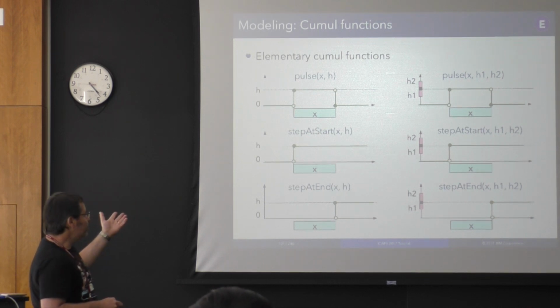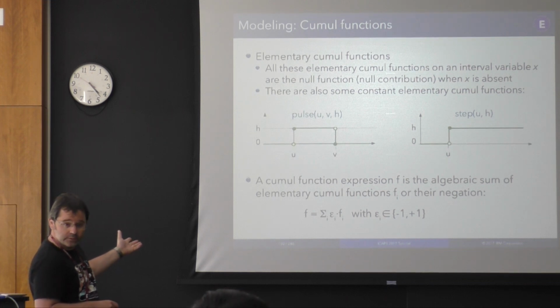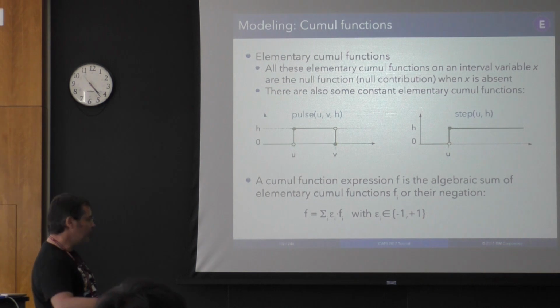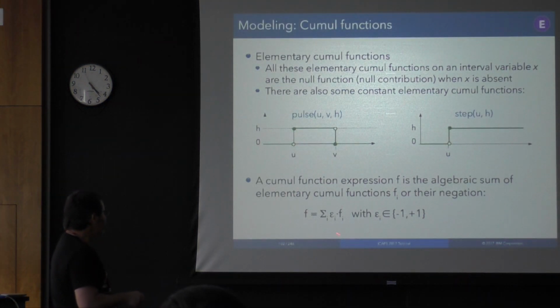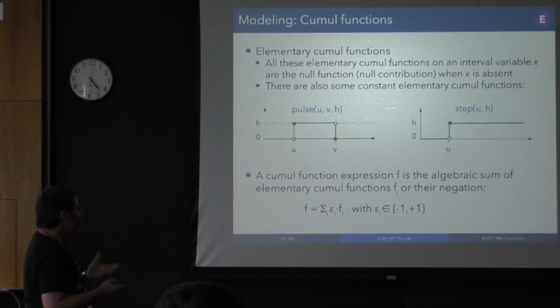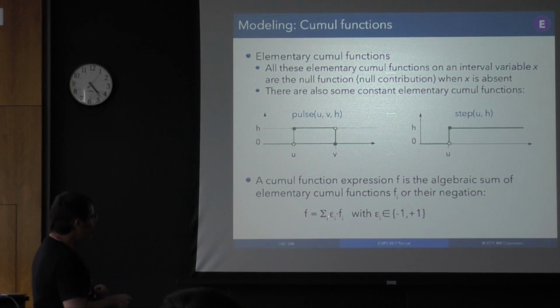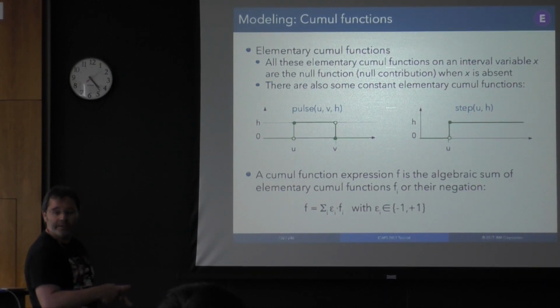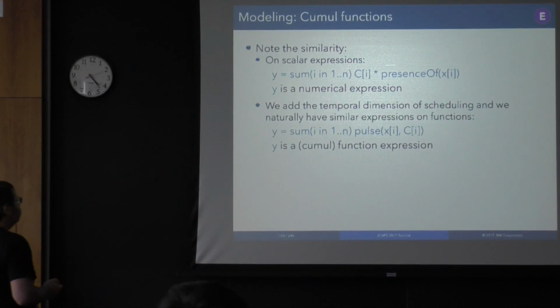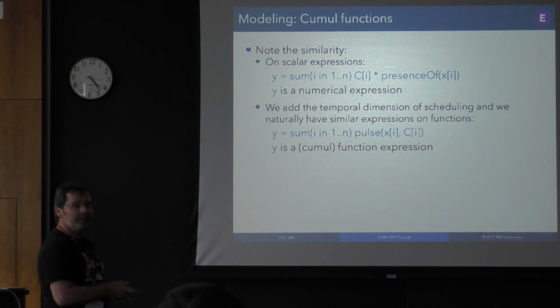What you can do with these elementary cumul functions is combine them, and then build what we call a cumul function. We define a cumul function expression as the algebraic sum of elementary cumul functions or their negation. That is, the multiplicative factor is plus 1 or minus 1. Something interesting is the similarity with the fact that you have some kind of scalar expression and this kind of functional expression.